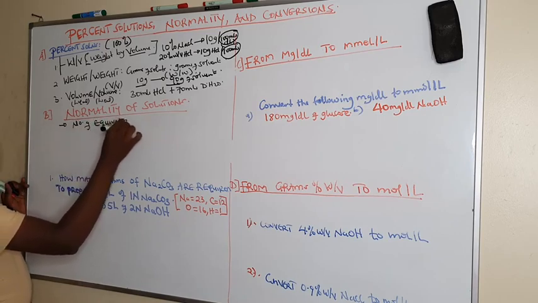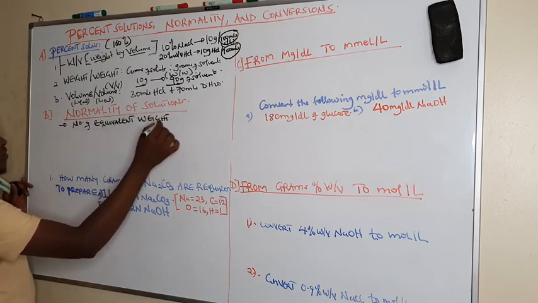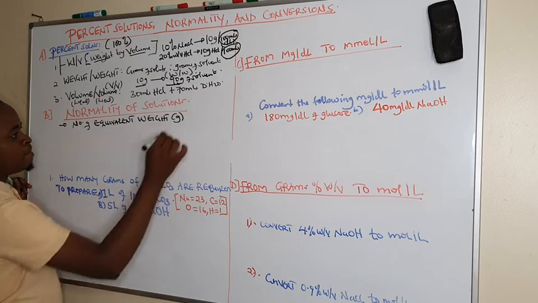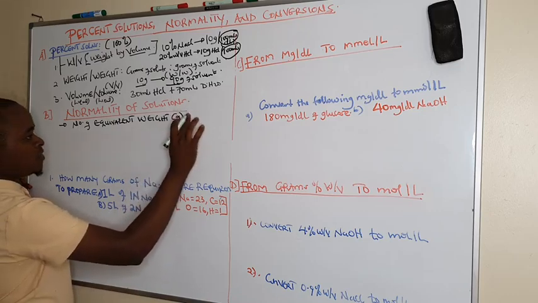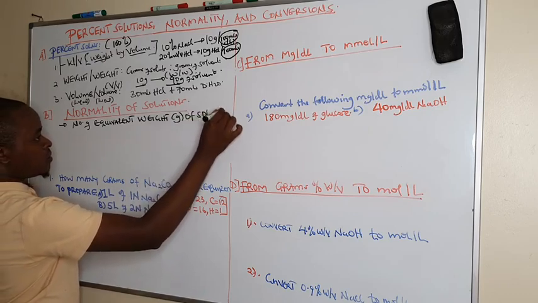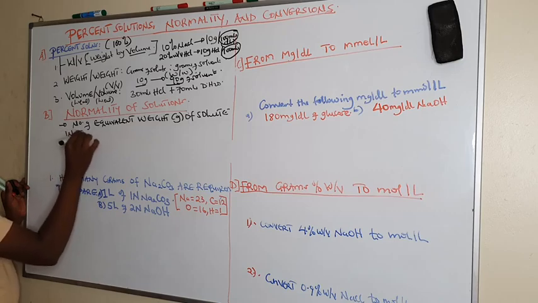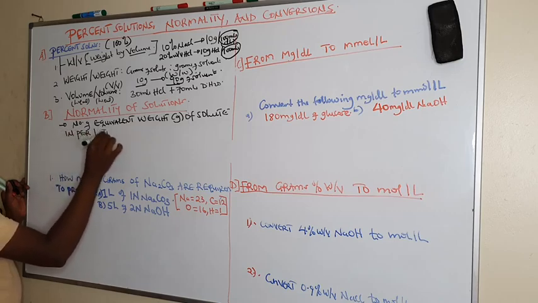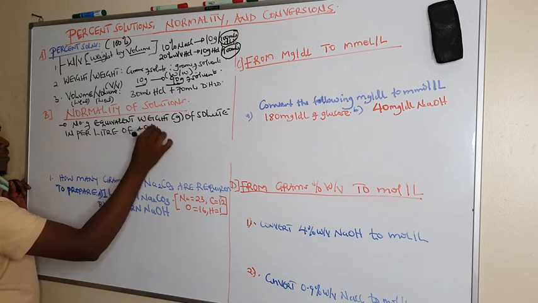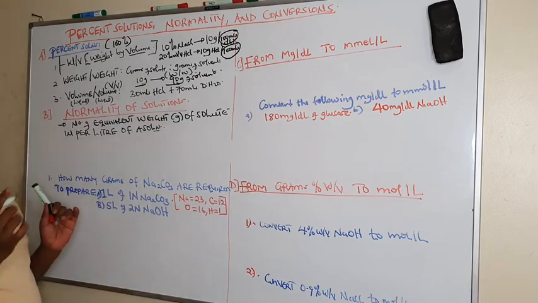Number of equivalent weight. Equivalent weight in grams. This equivalent weight should be in grams. Equivalent weight in grams of a solute per liter of a solution. So this is how we can define the term normality.